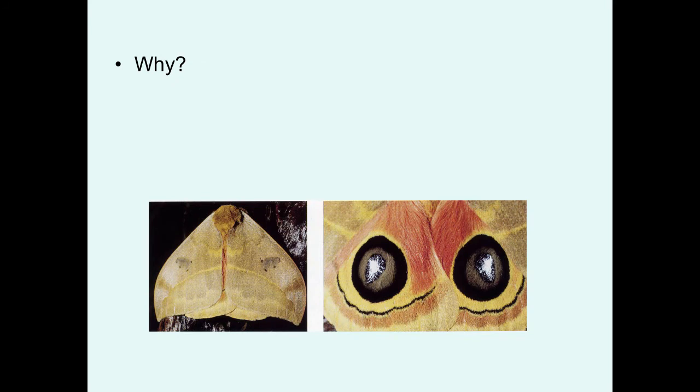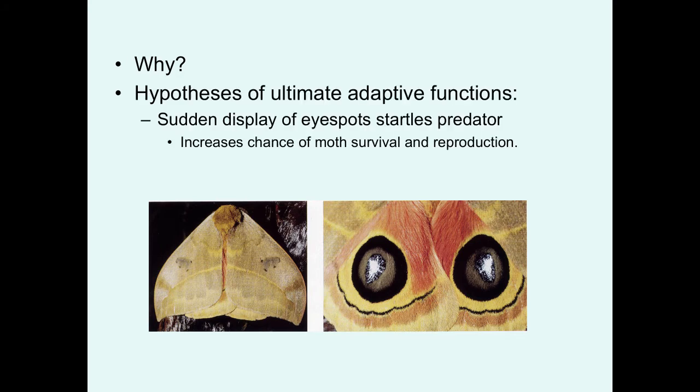That leads us into the why question. And remember, when you're talking about asking why questions, you're really asking or forming hypotheses that deal with the ultimate adaptive function of the trait in question. So, in this case, again, a logical hypothesis would be that the sudden display of these eye spots on the hind wings startles a predator, which increases the chance that the moth that has this behavior will have increased survival and reproduction. That means more fitness.